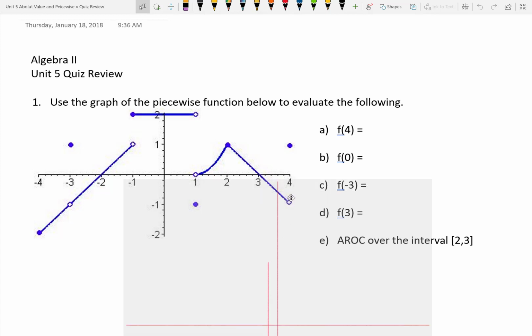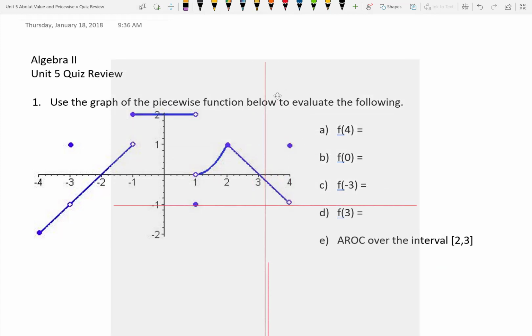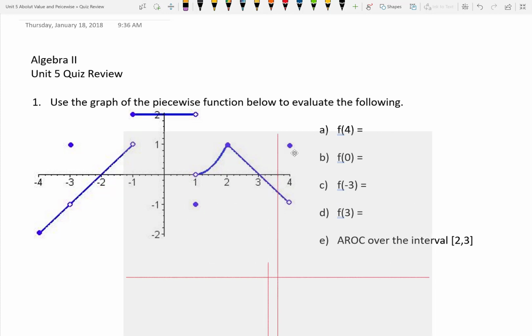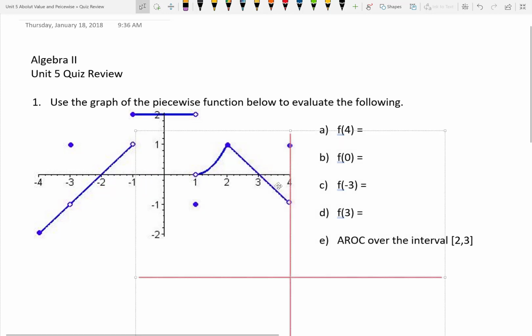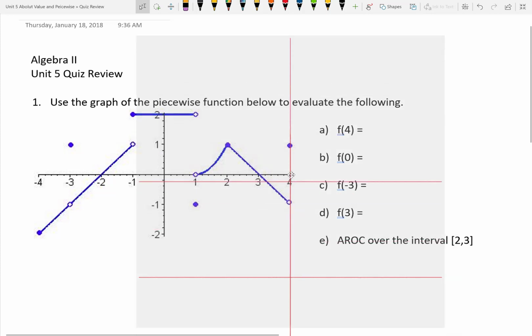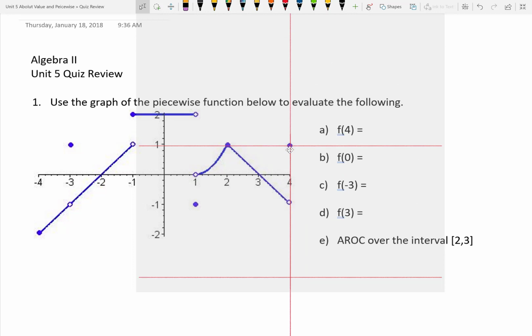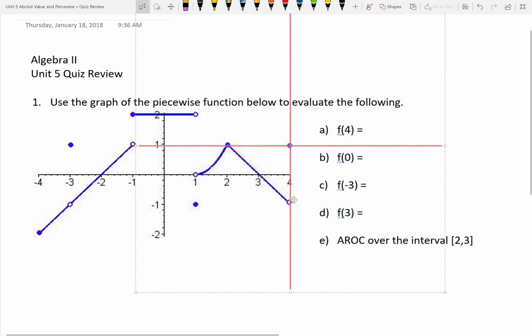What I'm going to do is align this crosshair I've created. I'm going to align the vertical crosshair with my x value, 4, right here. And then I'm going to take the actual center of the crosshair and align it with the part where that vertical line crosses something solid blue. Now notice down here I've got an open circle. That's not part of the function. But up here, this is part of the function.